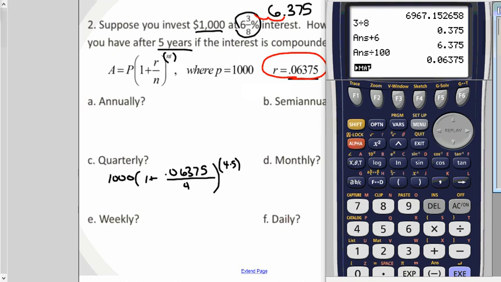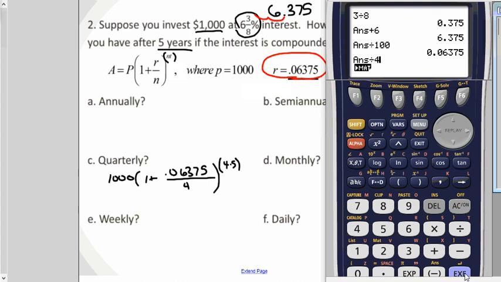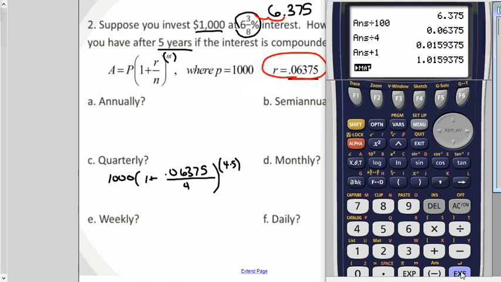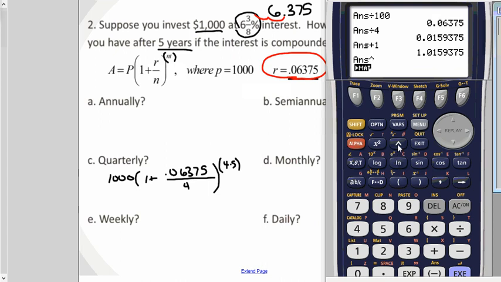Then we're going to go through and do this all in order. So I've got 0.06375 divided by 4, enter, plus 1, enter. Now, do I do the multiplication times 1,000, or do I do the exponent, the power? Well, according to PEMDAS, we do the exponents first. So I've got to take that and raise it to this power.